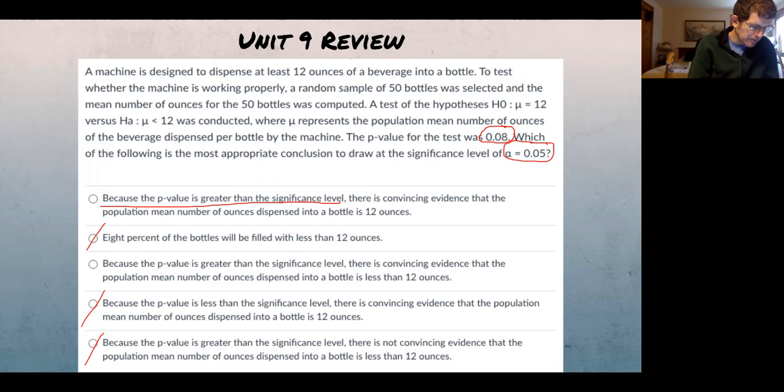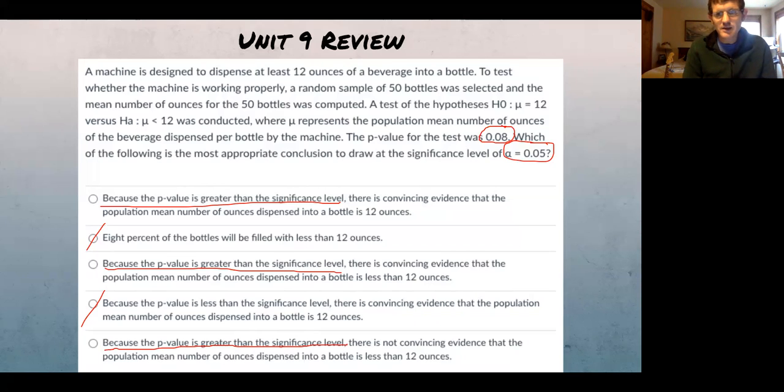There is convincing evidence that the population mean number of ounces dispensed into a bottle is 12 ounces. Well, wait, there's another one right here, because I didn't like either of those answers. I shouldn't have crossed that one out. Because the p-value is greater than the significance level, there is convincing evidence that the population mean number of ounces dispensed into a bottle is less than 12 ounces. Now remember, our conclusion is that there's not convincing evidence. So let's see what the last one says. Because the p-value is greater than the significance level, there's not convincing evidence that the population mean number of ounces dispensed into a bottle is less than 12.